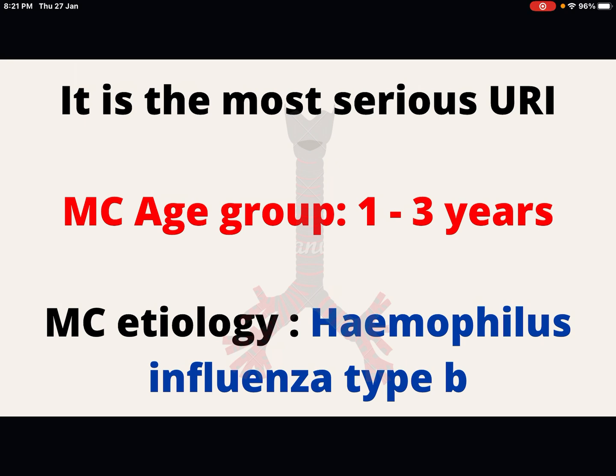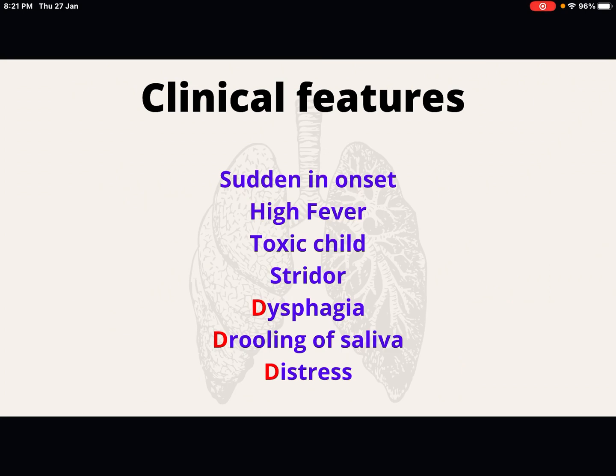The most common etiology is Haemophilus influenzae type B bacteria. So the most common etiology is Haemophilus influenzae type B, and the most common age group is 1 to 3 years, and it is one of the most serious upper respiratory infections. Let's see what the clinical features are in this condition.